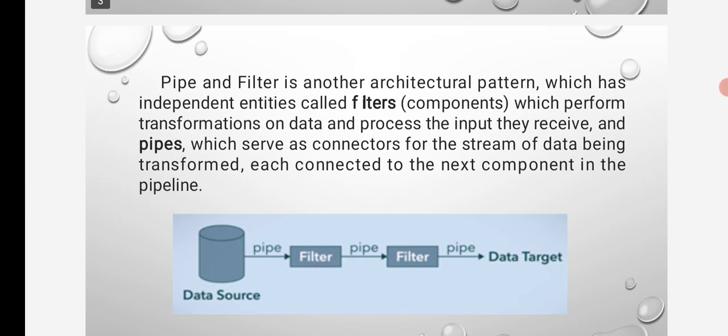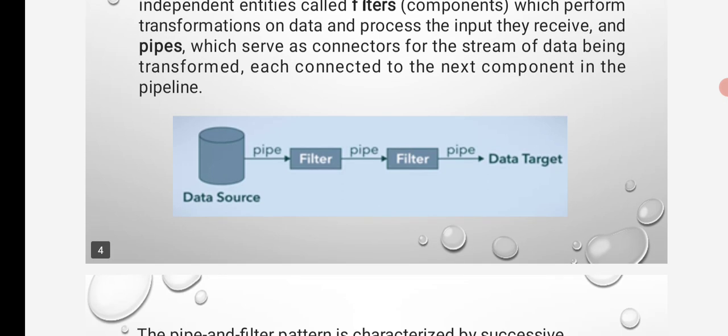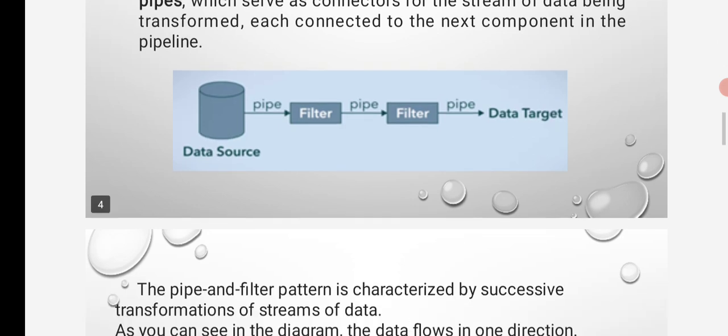Then pipe and filter is another architectural pattern which has independent entities called filter components, which perform transformation of data and process the input they receive, and pipes which serve as connectors for the stream of data being transformed, each connecting to the next component in the pipeline. So this is the architectural diagram for pipe and filter.